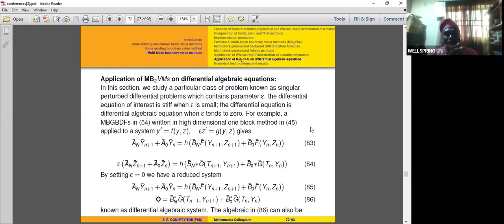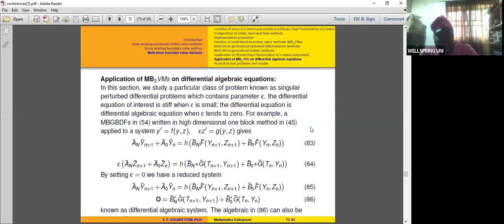So we want to talk about the application of multi-block boundary value method on differential algebraic equation. We observe that most of the initial value methods, when they implement it on differential algebraic equation, try to linearize the differential algebraic equation back to ordinary differential equation. But in our own case, we don't linearize. We use the differential algebraic equation the way it is given to us, and the procedure is listed below.